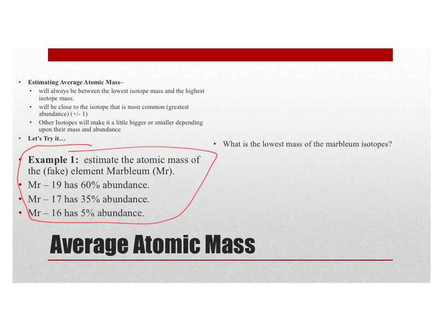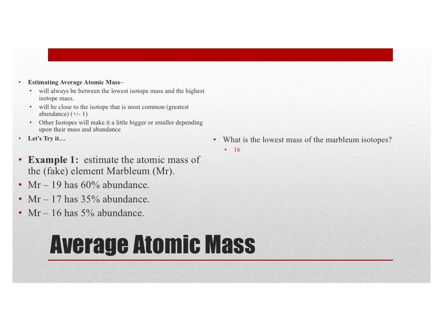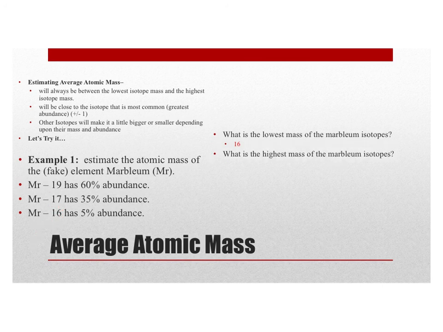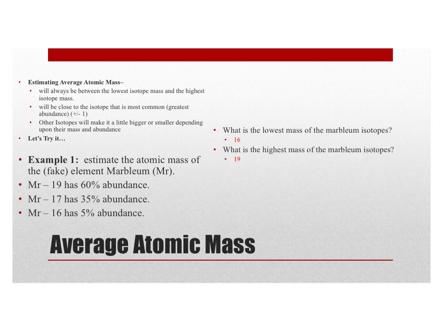So we start this by asking, what is the smallest mass of the marbelium isotopes? Okay, so again, mass. We're looking at the smallest mass. What's that going to be? Well, hopefully you see that it's 16, right? A mass of 16 is less than a mass of 19 or a mass of 20. Masses are written after the dash in there. Okay. What's the highest mass? Well, hopefully from looking at that it should be easy as well, 19.